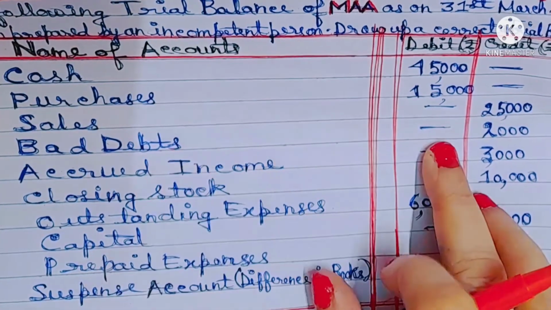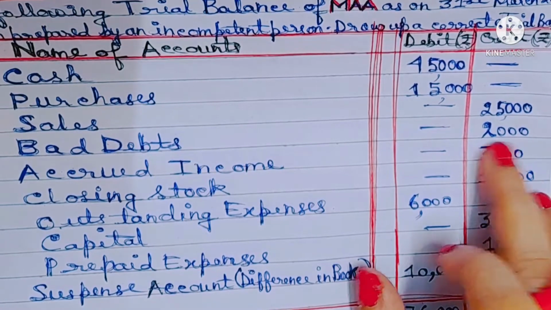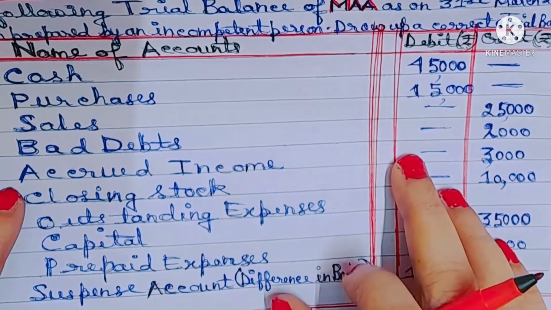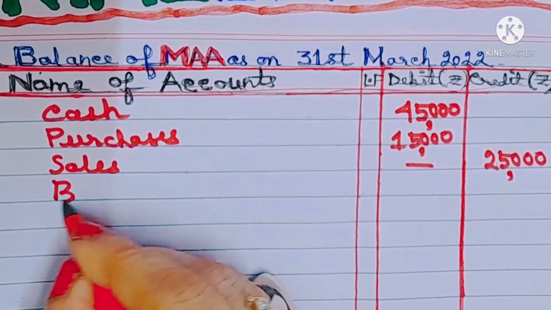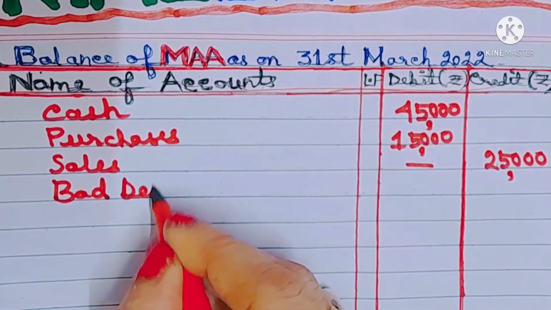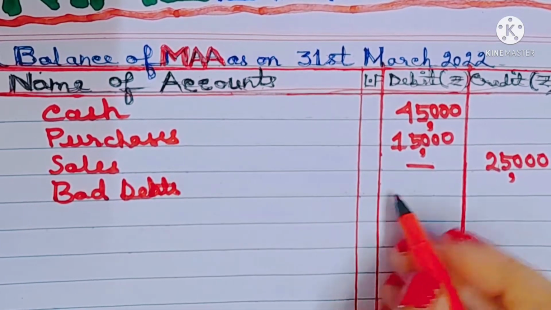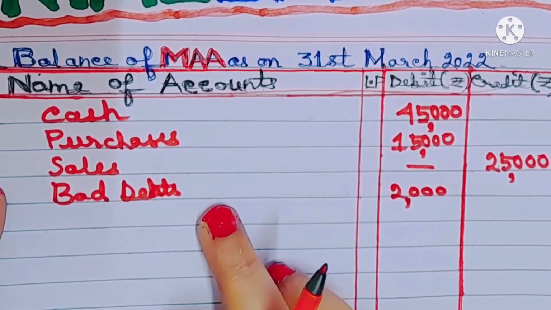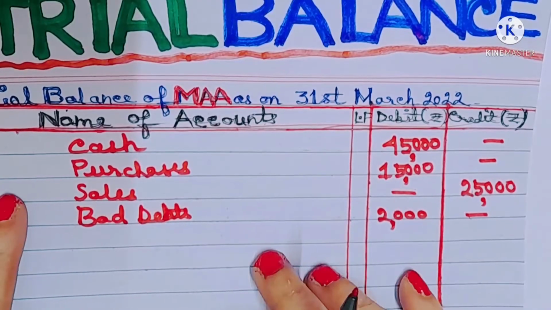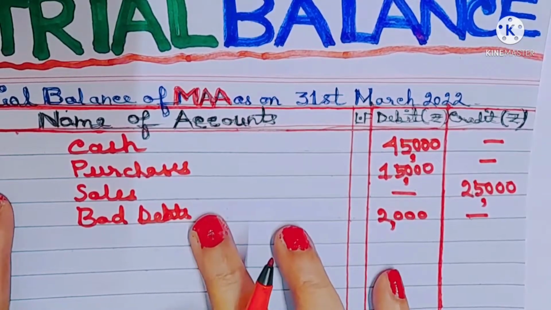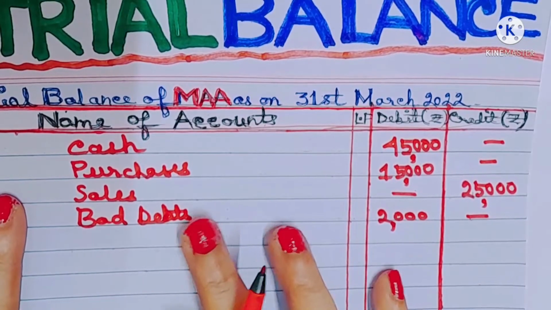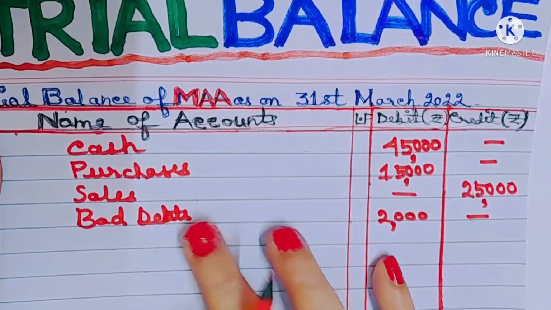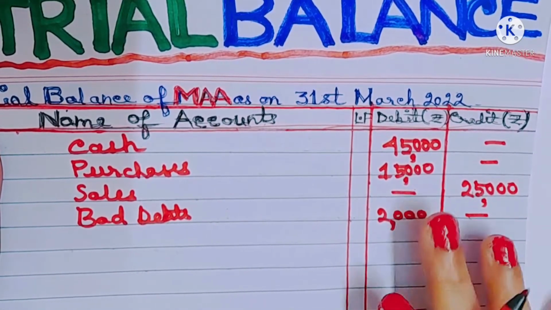Bad debts. Bad debts has been wrongly written in the credit column, 2,000. So, let's rectify bad debts and write it in the debit column. Okay? Bad debts has been wrongly written in the credit column, but we have rectified it and written 2,000 in the debit column. Why is bad debts debit? Because bad debts comes under nominal account. According to nominal account, all losses and expenses are debited. Here bad debts is a loss for the business. So bad debts will be debited. Understood? Let's see the next account.